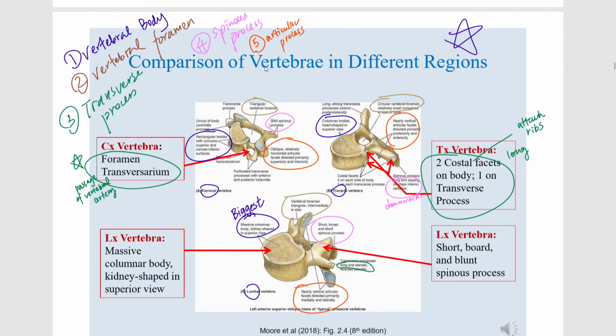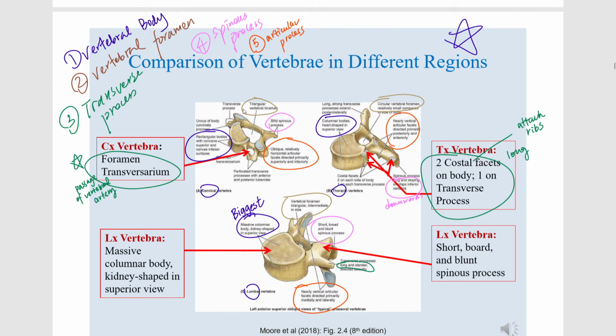So today I would like to introduce the comparison of vertebrae in different regions. What I mean by different regions is the cervical region, the thoracic region, and the lumbar region. Actually, the vertebrae in different regions have different structures. So it's a rather complicated concept, not concept, but structure that you need to memorize, but I bet you'll understand it.